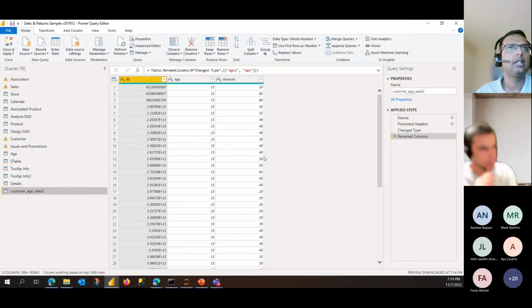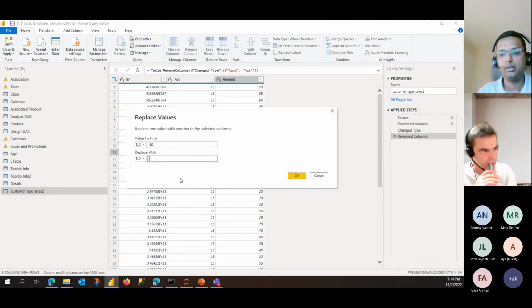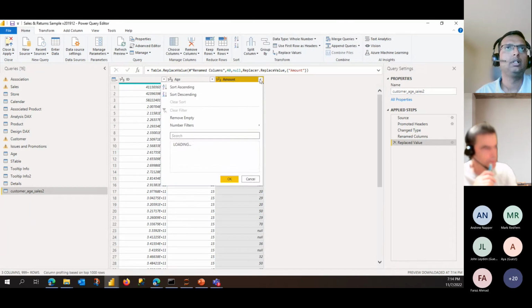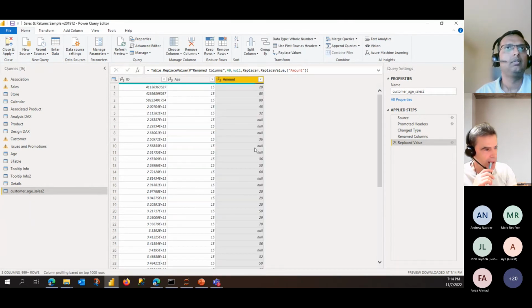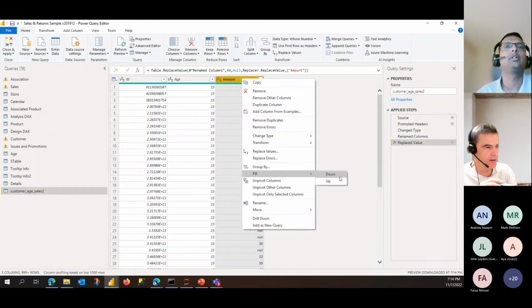Let's say I am going to just replace this value with a null value, right? And then if I right click at the top, there should be the fill option, right over here: fill up or fill down, okay? So you talk about the Power Query feature.